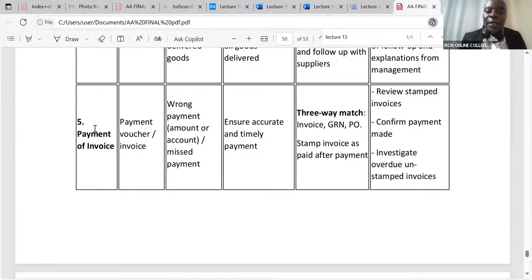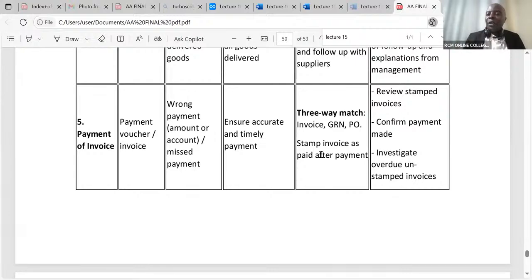And remember now, here as an accountant, as a CFO, you shall do a 3-way match. You look at the invoice raised or given to you versus goods received note versus purchase order. These are very good control activities, the 3-way match. Ensure that all invoices are stamped as paid. Every time you pay an invoice, it must be stamped paid. After payment, always stamp them.